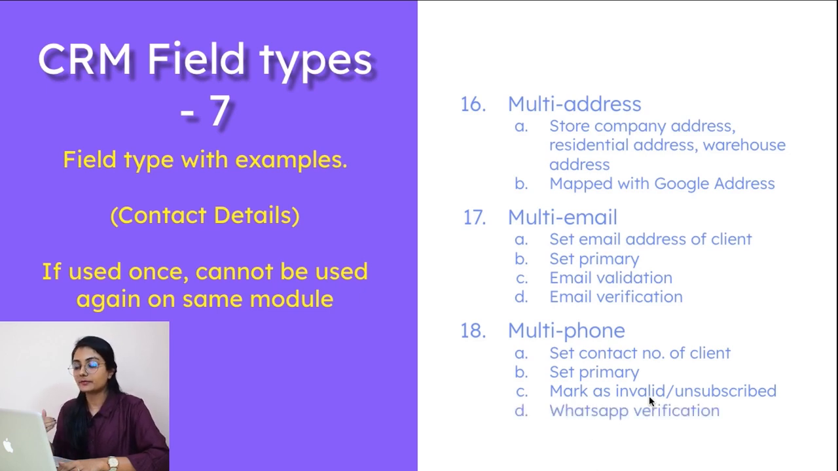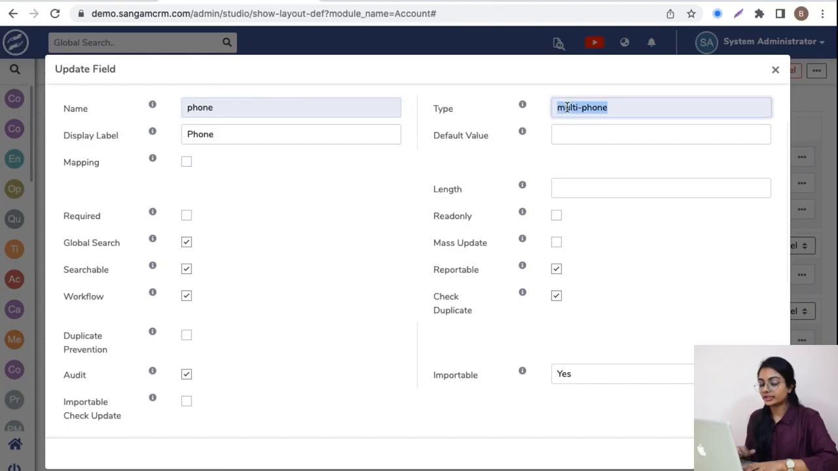In the multi-phone field, we have also provided WhatsApp verification. So just like in case of email, we use a third-party server. It tells us if a mail address is verified or not. Similarly, for phone numbers, we can verify their WhatsApp status, by which I will know whether this phone number is available on WhatsApp or not. Let's go ahead and see an example for the multi-phone field.